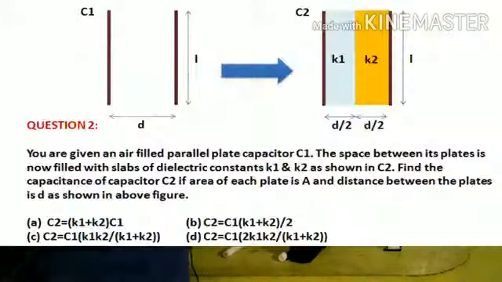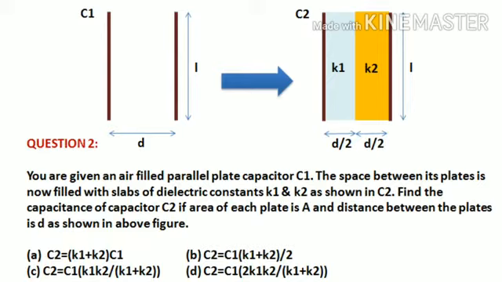Now let us take up another question where there is one capacitor which is not filled with any medium, or free space. We can think there is free space, so it has some capacitance. Now if that space is divided into two parts, and the left part is filled with one dielectric of dielectric constant K1 and the right part is filled with one dielectric of dielectric constant K2, then what is C2? That is the question.